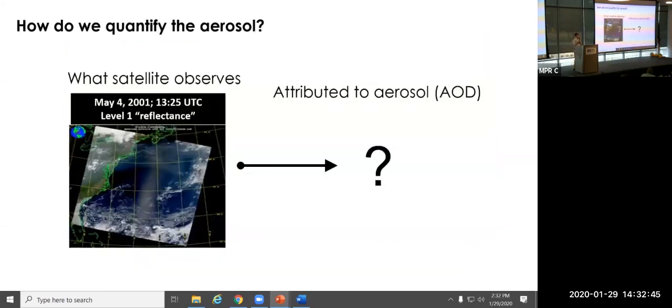So how do we do this? What a satellite does is it measures in multiple channels. In this case, it's measuring something that looks a lot like a picture, an RGB. It's also measuring in other wavelengths too. And we're trying to quantify, to attribute, how much of this is due to aerosol.